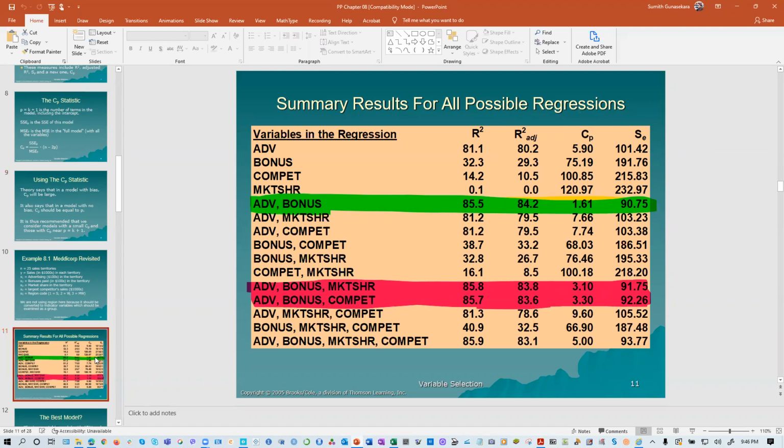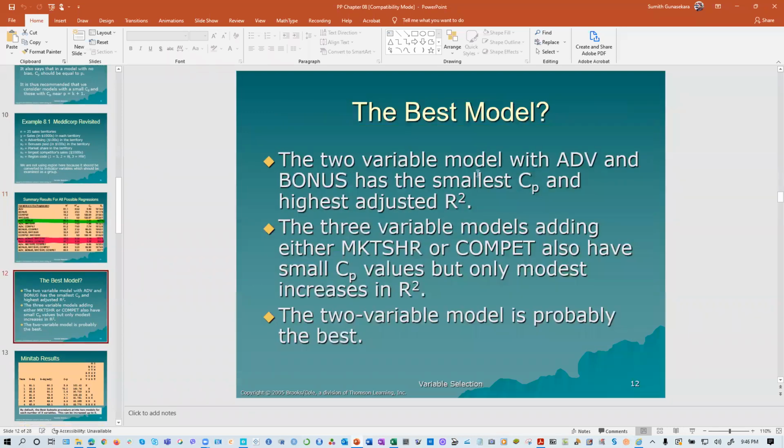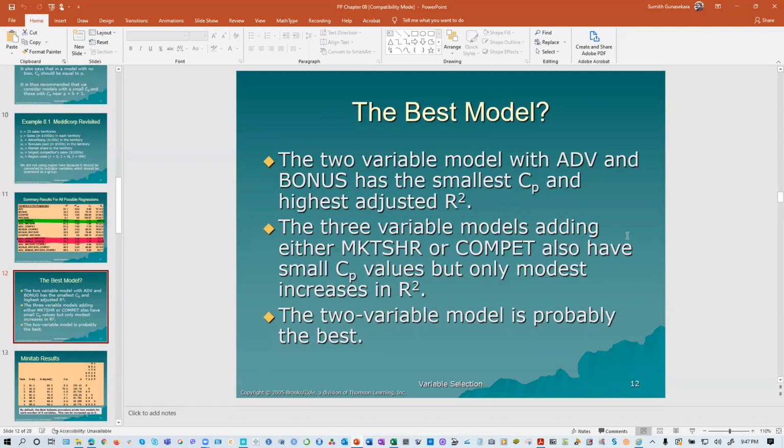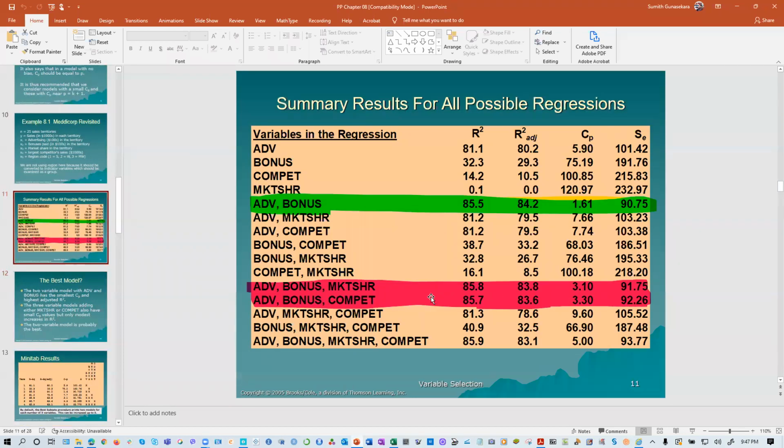In addition to that, there are some others. See, here is what they say. The two variable model with ad and bonus has the smallest CP, the smallest standard error, and the highest R squared and highest adjusted R squared. The three variable models adding either market share or compete also have a small CP value, but only a modest increase in R squared. They also have a small CP, but even these two, ad bonus market share and ad bonus compete, can be taken as the next candidates.